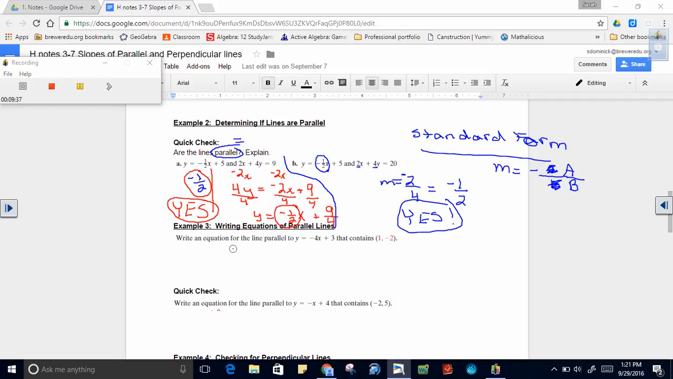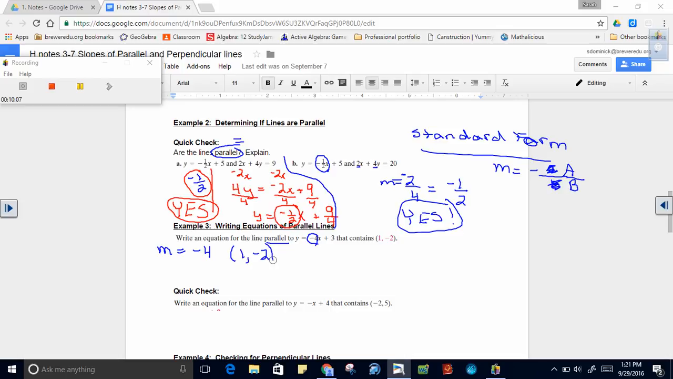Example 3 says, write an equation for a line parallel to this that contains that point. So if they've given me this, all I need from this is the slope. So the slope of my new line will also need to be negative 4. Because my new line needs to be parallel, slopes are the same when they're parallel. And then I've been given this point.